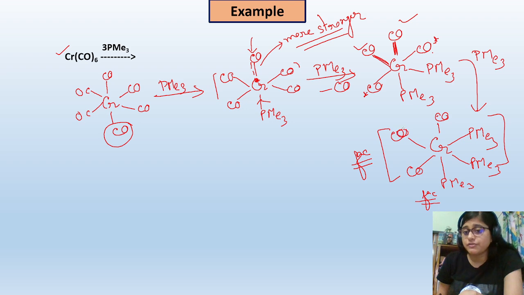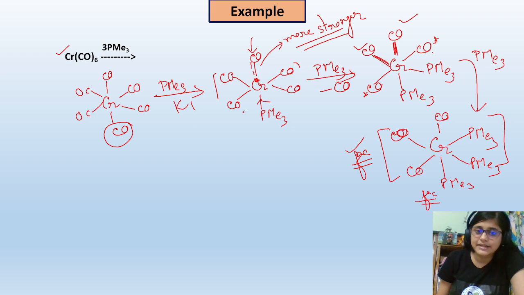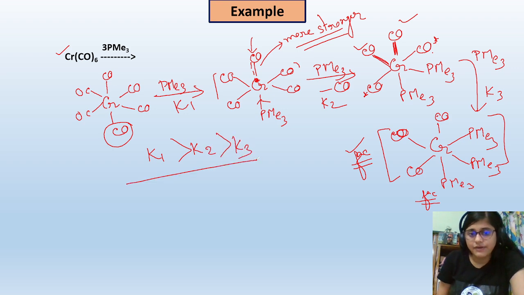This can also be a question. You are given this, and many kinds of isomers can be given, and you have to choose the FAC isomer. Right? Clear? So I think you have understood this. And another question can be there. Let's say this rate is K1, this is K2, this is K3. It can be seen that K1 is greater than K2, greater than K3. K1 has the highest rate.